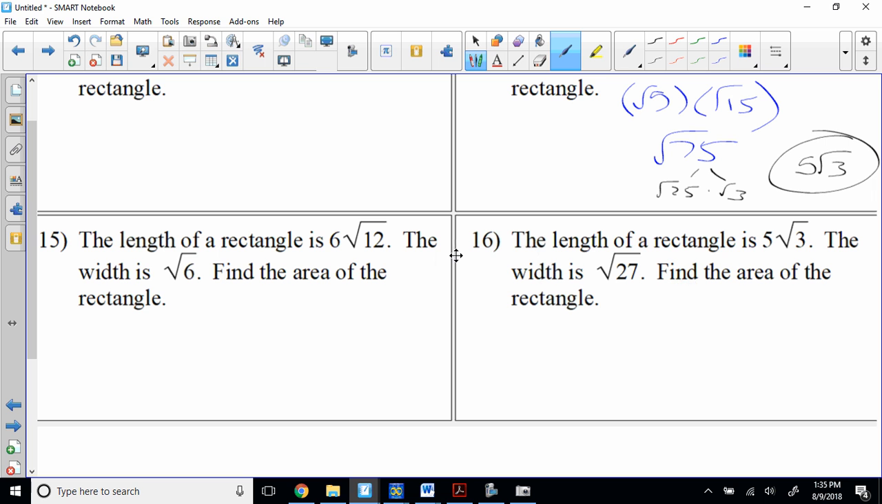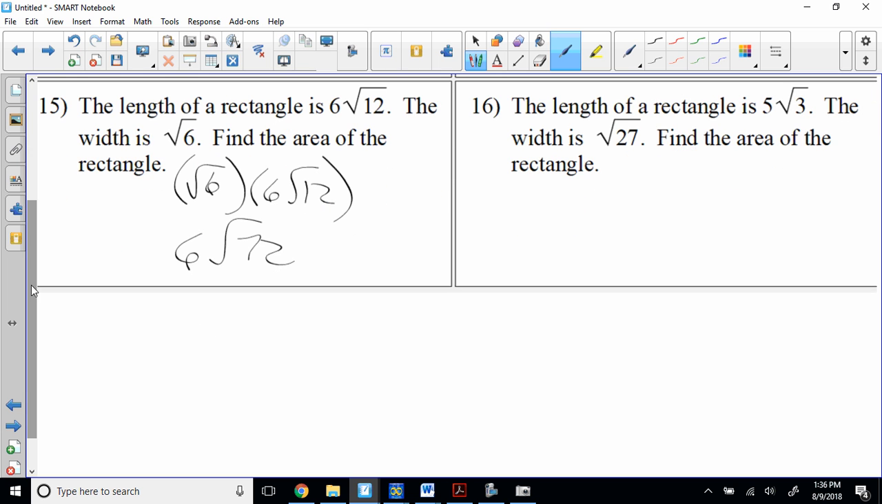What about this number 15? I've got its length, width, find area. So square root of 6 times 6 square roots of 12. That's 6 square roots of 72, ladies and gentlemen. What times what to give you 72? 9 times 8. You'll probably go to 9 first, right? Let's just think about it. Because 9 times 8 is 72. That's something that we're automatically going to think about. So 6 times square root of 9 times square root of 8. So 6 times 3. Can I simplify square root of 8? I still can. You always have to check the radical that's left, right?